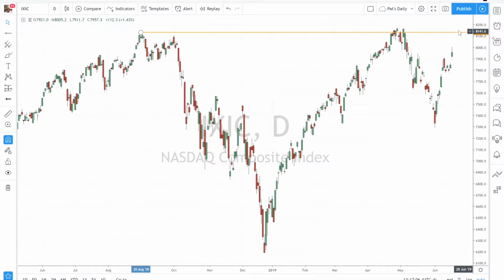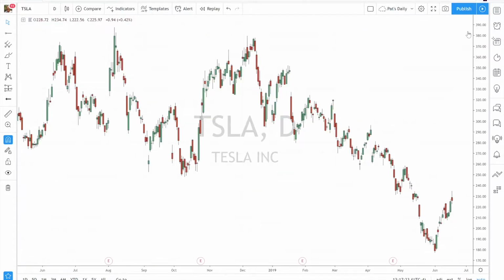This is going to be a heavily watched area. If it gets up here again, you can expect some selling. It may just pause before going through, but most likely it's not just going to gap and run right on through that level. There's going to be some back and forth here. Let's look at some individual stocks. How about Tesla?